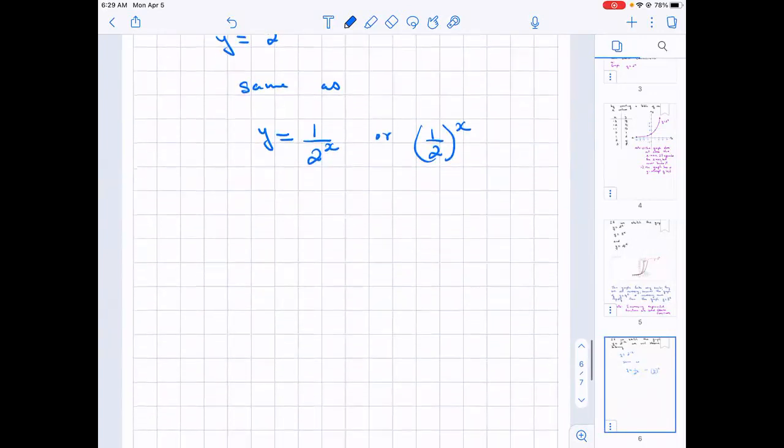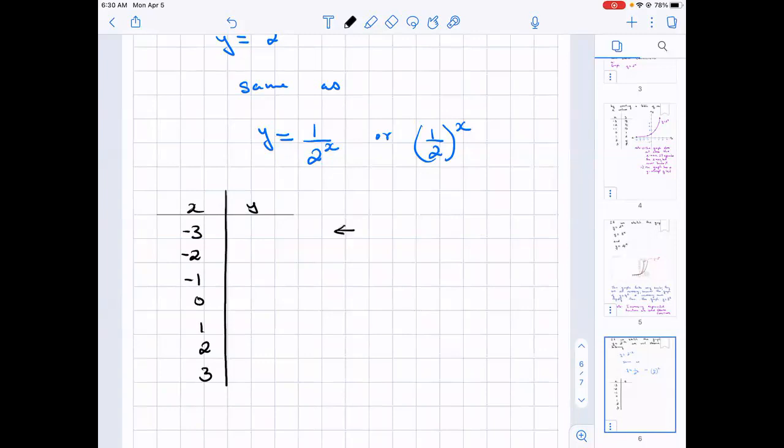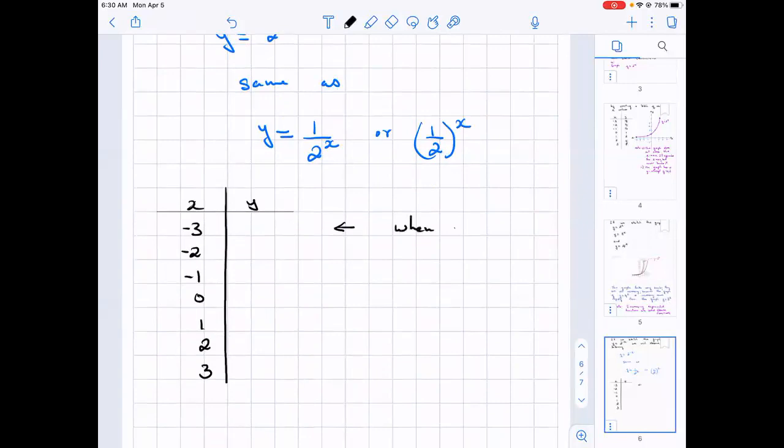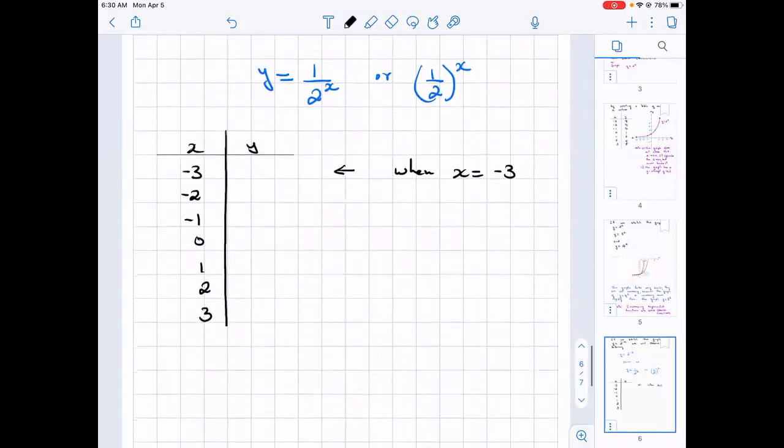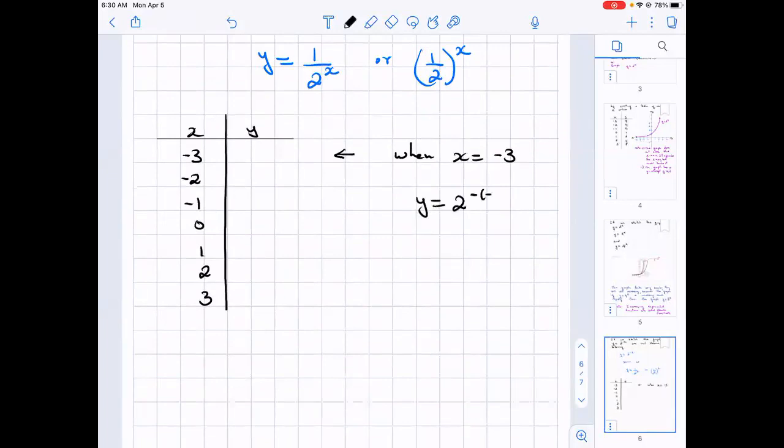So by creating a table of values, as we did before, if we call this x and y, and we do -3, -2, -1, 0, 1, 2, and 3, now when it's -3, just to show you how I'm going to get this value: when x is equal to -3, we have y is equal to 2 to the minus, but a -3. So we have y is equal to 2 to the positive 3, and therefore y is equal to 8. So this value here is 8.